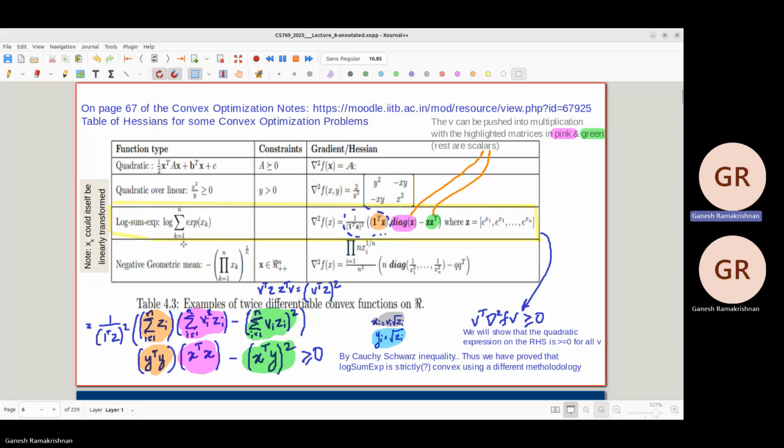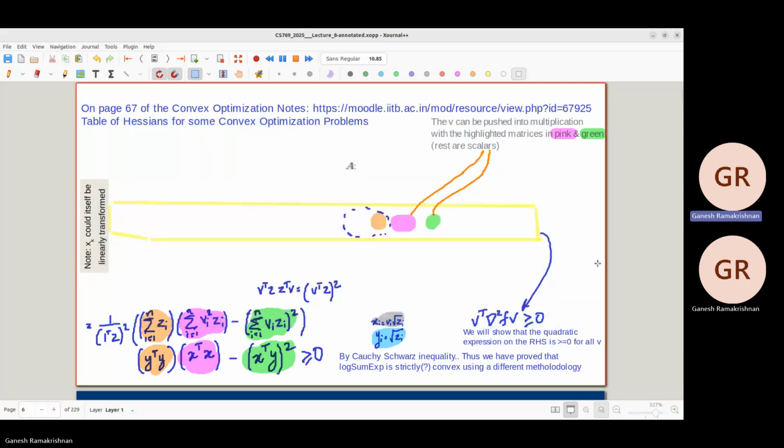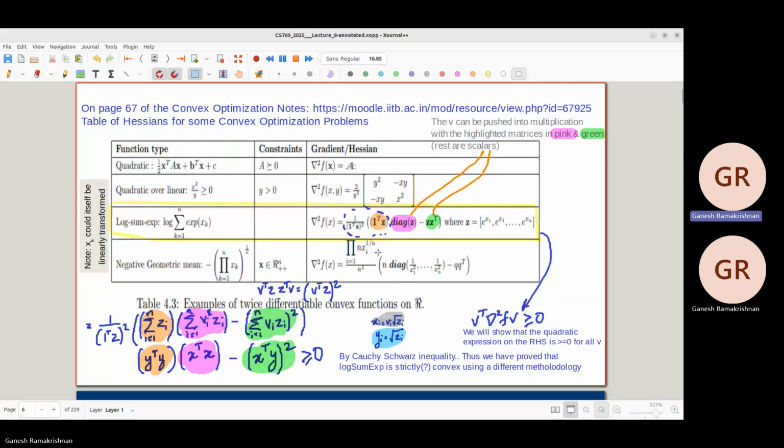Negative geometric mean. What about this, negative geometric mean? This again has a very similar form, except for the fact that the Hessian has a minus qq transpose. There's an n times diag of 1 upon something. What is q here?